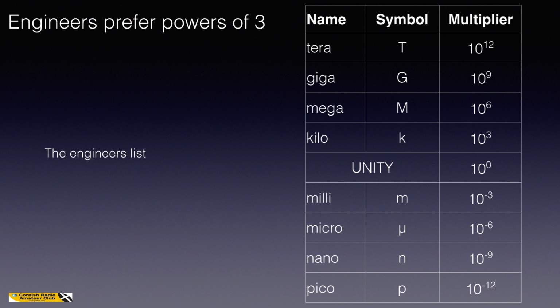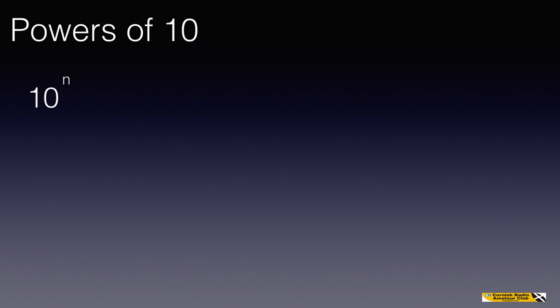What do we mean by a power of 10? Well, they're all written 10 squared, 10 to the 3, 10 to the 4, or whatever. If we're talking in multiples of 3, 10 to the 6, 10 to the 9, etc. Now these powers of 10, if you like, 10 to the n tells us how many times to multiply 10 by itself.